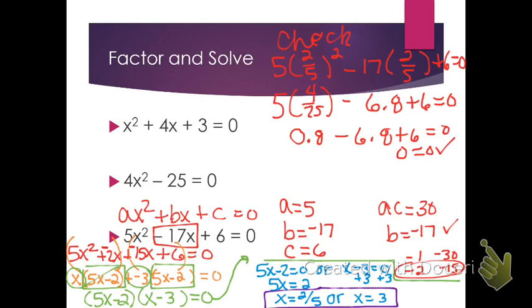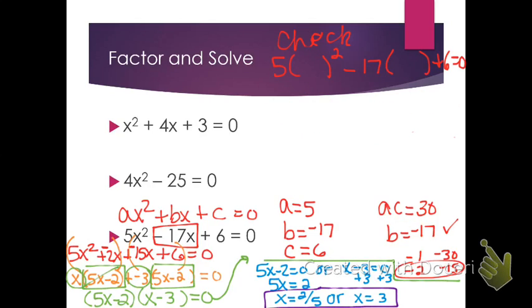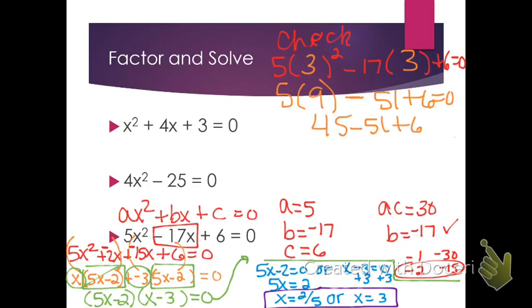And then the next thing I'd check is the 3. So instead of plugging in a 2/5, now I'm going to plug in a 3. And if I plug in the 3, let's see here, 3 squared would be 9. Negative 17 times 3 would be negative 51. 5 times 9 would be 45. And then 45 minus 51 plus 6, that is 0. So both of our solutions did work.